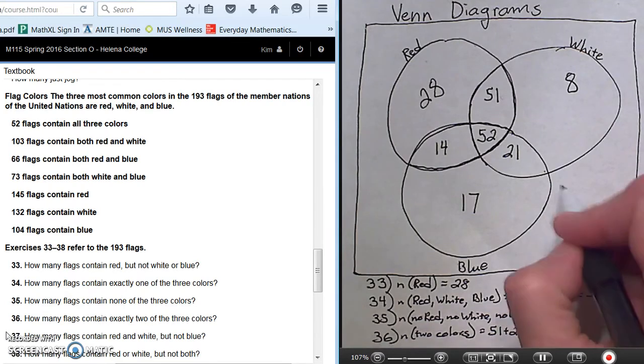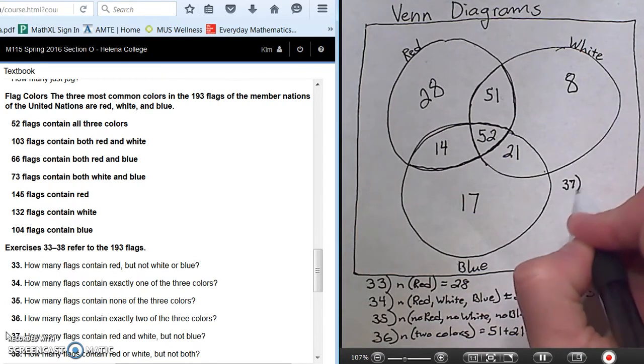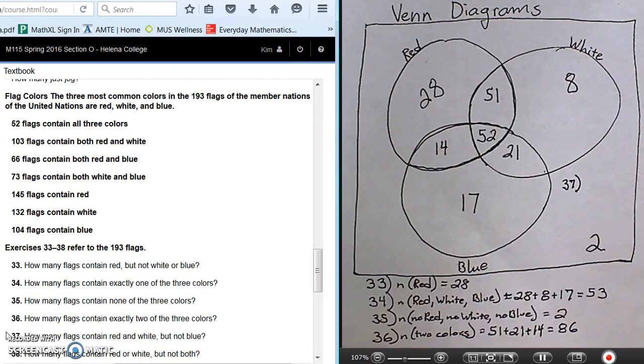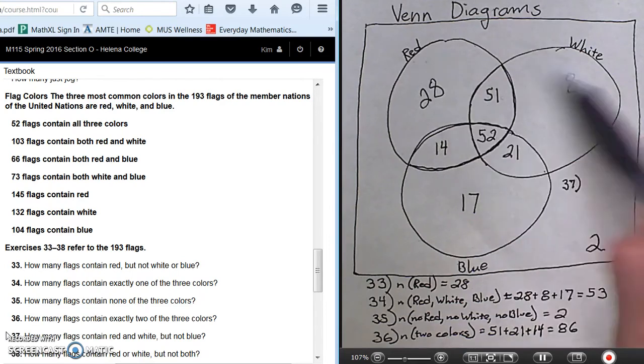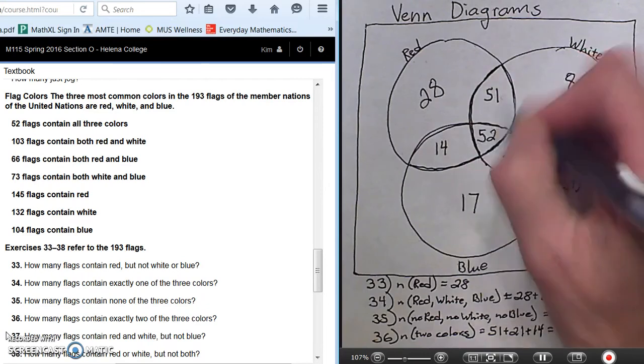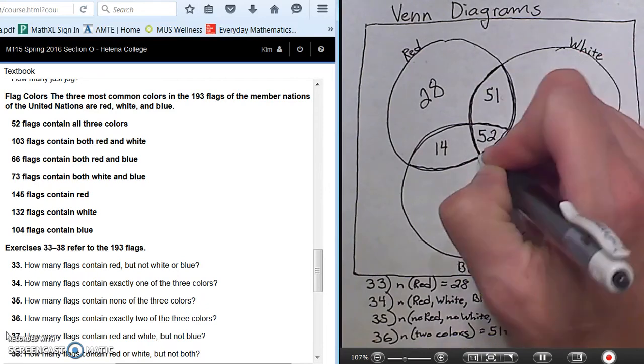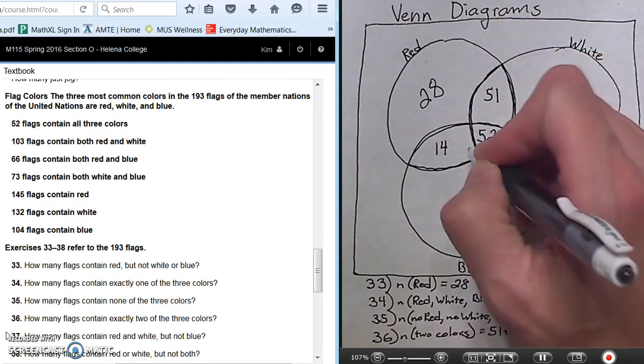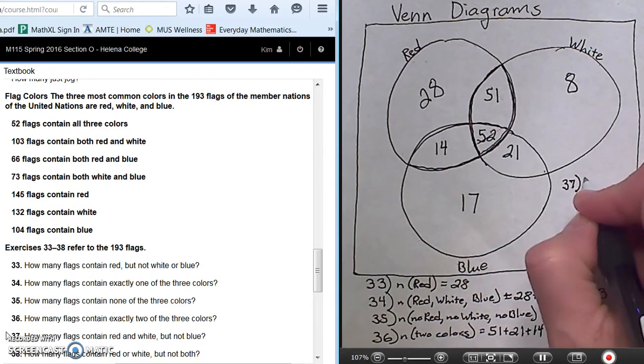Question number 37. How many flags contain red and white but not blue? So I want red and white, means I want to look at the eye shape where red and white overlap, but I don't want blue, so I want to eliminate the 52. And on number 37, the answer is 51.